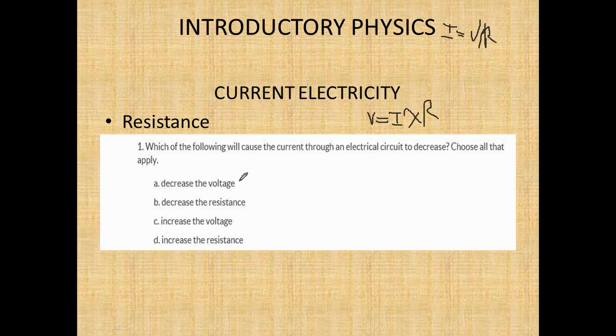What about decreasing the resistance? If you decrease the resistance, it's going to increase I, so this is not correct. Increase the voltage? No, it's going to increase your current. Increase the resistance? That's going to decrease your current. So just looking at your equation, when you change one variable, you can see how it's going to affect the other.